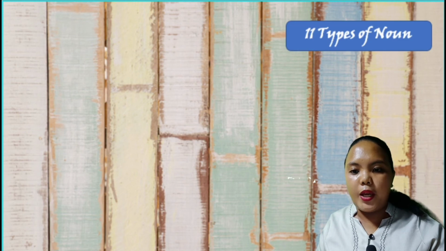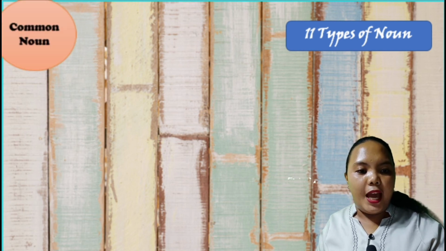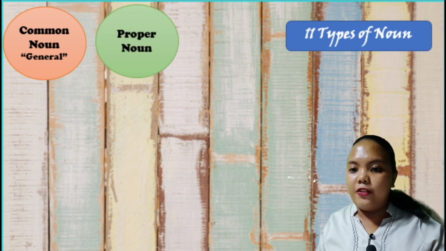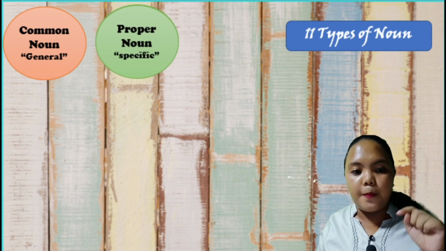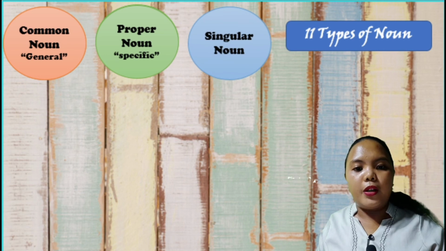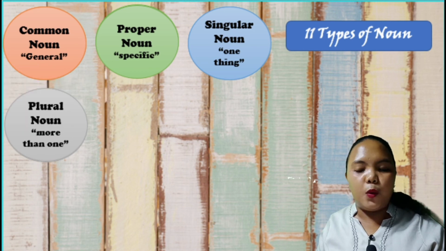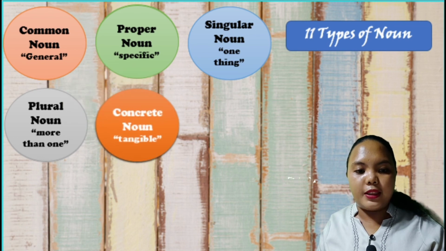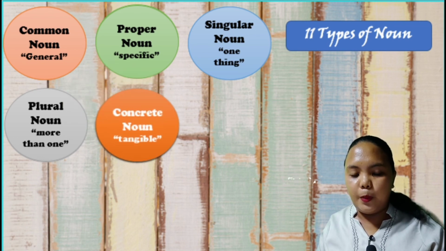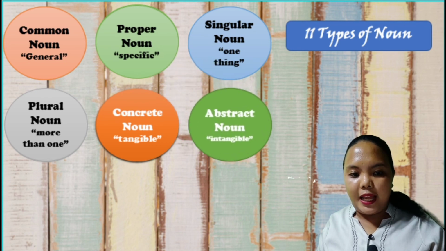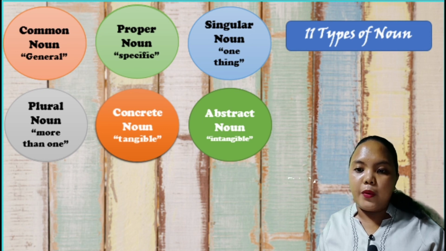So let us have a quick recap of the 11 types of noun before we end our lesson. We have here the common noun, which is the general term and starts with a small letter. Then we have the proper noun, which is the specific term that starts with a big letter. We have a singular noun, which pertains to only one thing. We have the plural noun, which pertains to more than one thing. Then we have the concrete noun, which is the tangible one, something that we can experience with our 5 senses. And then we have the abstract noun, the opposite of concrete noun. This time, these are the intangible ideas, sometimes being related with emotions.